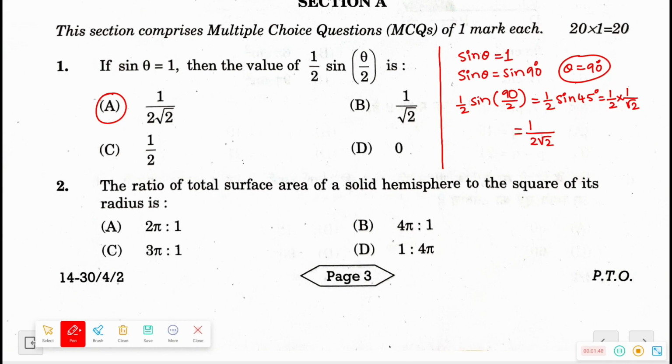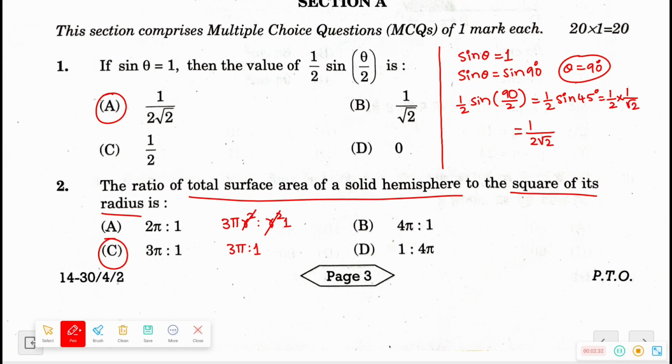Now question number 2. They are asking to find the ratio of the total surface area of a solid hemisphere and the square of its radius. The total surface area of a solid hemisphere is 3 pi r square and the square of its radius is r square. Because it is a ratio, we can cancel r square. So the ratio will be 3 pi is to 1. Option C is correct. Question number 2, option C is correct.